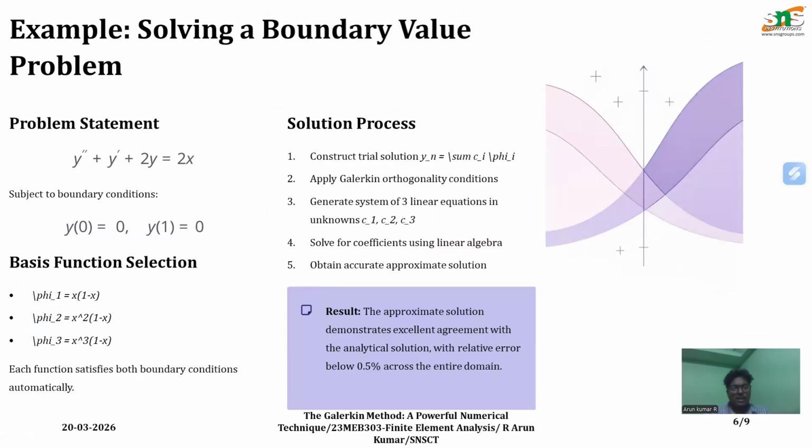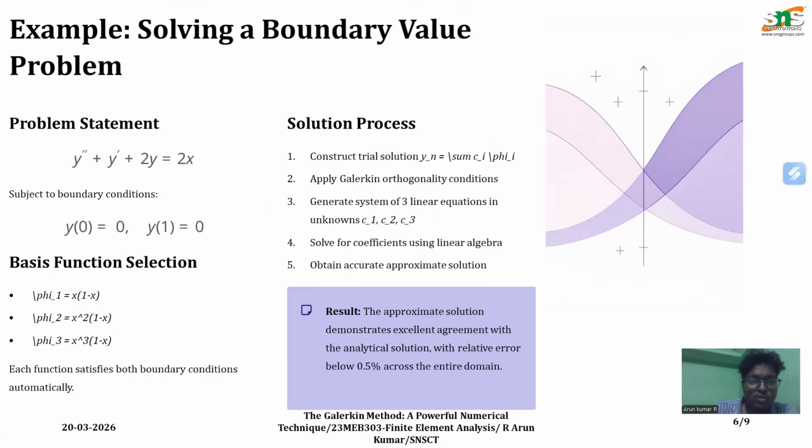Let's consider an example of solving a boundary value problem. Assume the problem statement is y double dash plus y dash plus 2y is equal to 0, subjected to the boundary conditions y of 0 is equal to 0 and y of 1 is equal to 0. That means when x is equal to 0, the y function is 0, and when x is equal to 1, again the y function is 0.